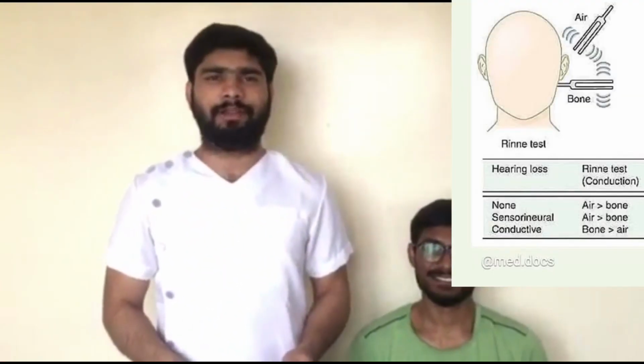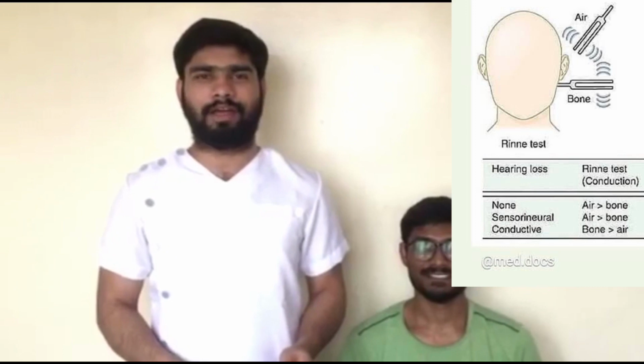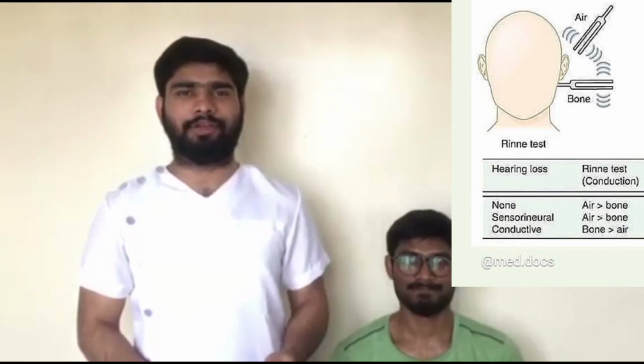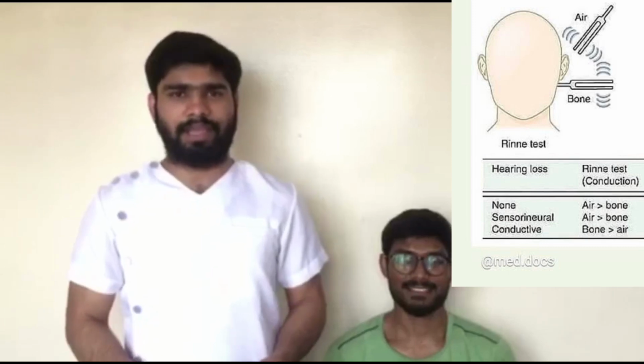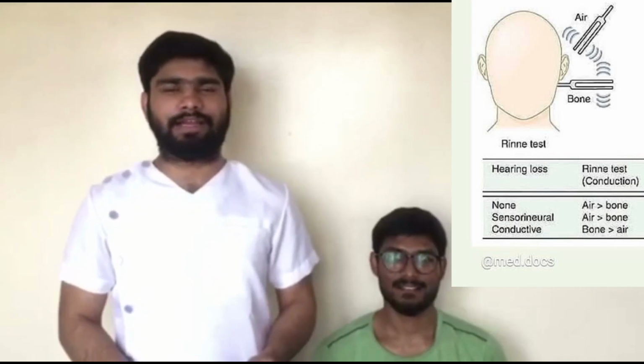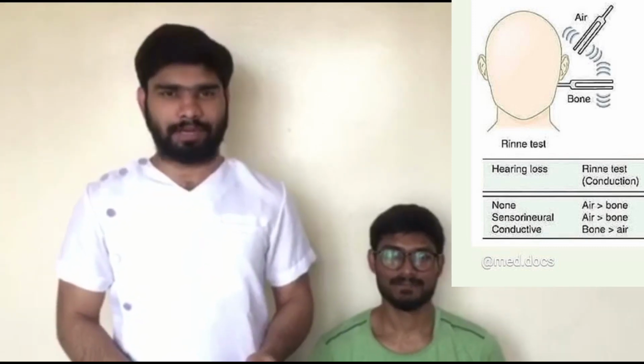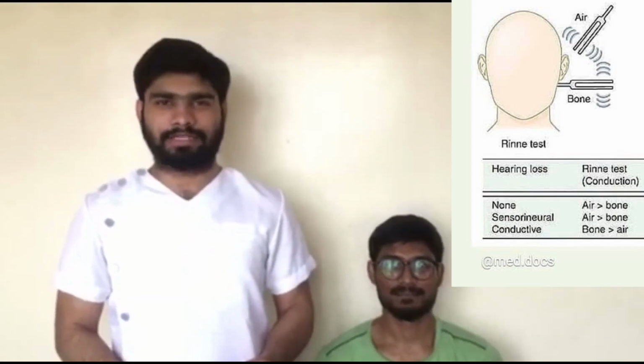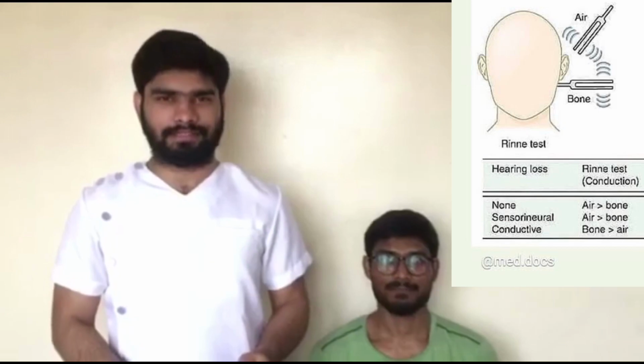Air. For the air conduction, we place the tuning fork in front of the auricle. To evaluate for the bone conduction, we place the tuning fork on the mastoid process. In a normal patient, the air conduction is always more than bone conduction. For a patient who has hearing loss, bone conduction is more than air conduction.